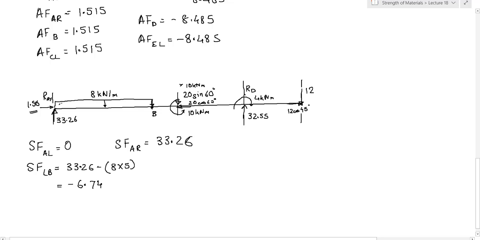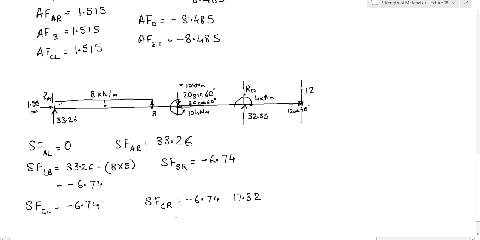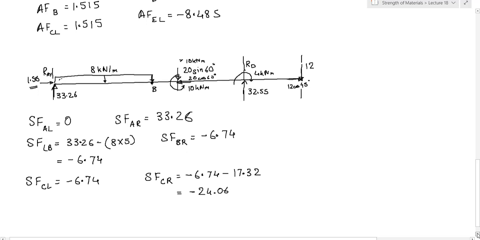Now at B, there is no point load, right? There is no point load at B. So shear force to the right of B will also be minus 6.74, right? Shear force to the left of C will also be minus 6.74, and shear force to the right of C will be what? Minus 6.74 minus 20 sine 60, which is what? 20 sine 60 is 17.32. So this will be the shear force at right of C. So this comes out to be 24.06. Right, these are our shear forces for C.